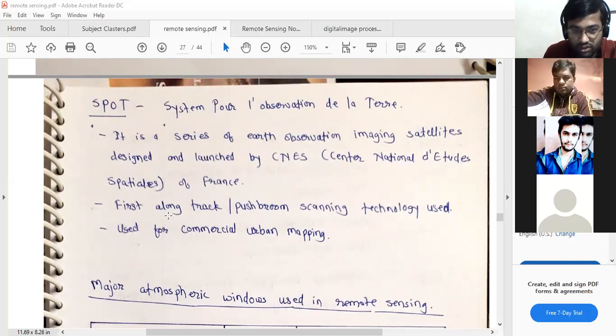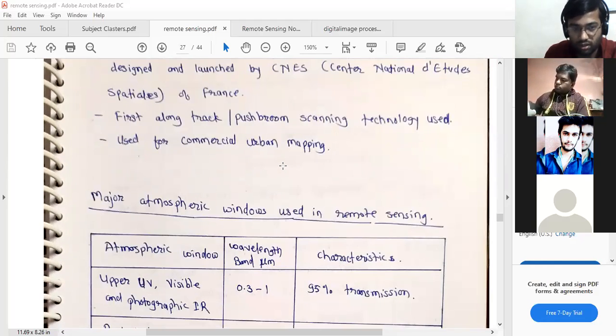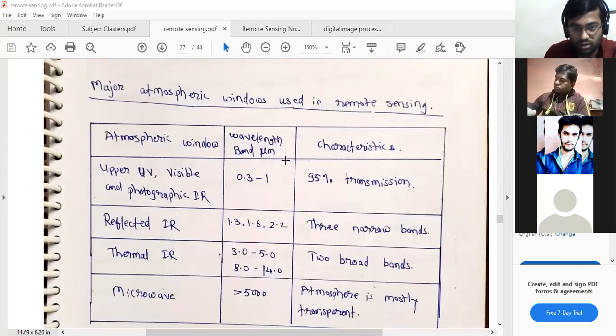It was the first with along track push broom scanning technology. They are using push broom scanning in SPOT for the first time, used for commercial urban mapping, meaning city planning, design of highways, roads, squares, like this.